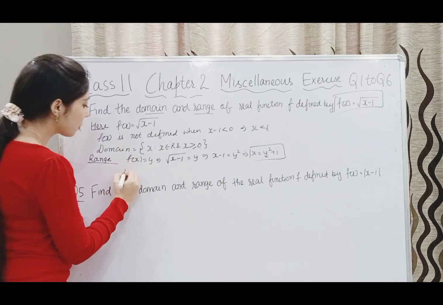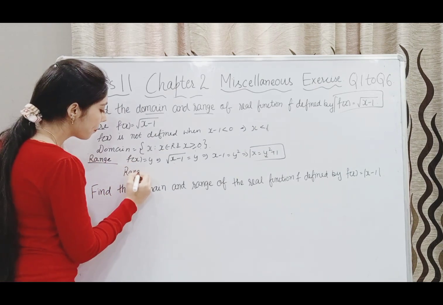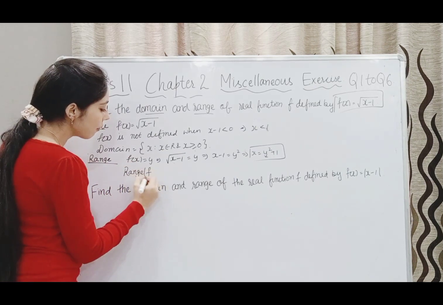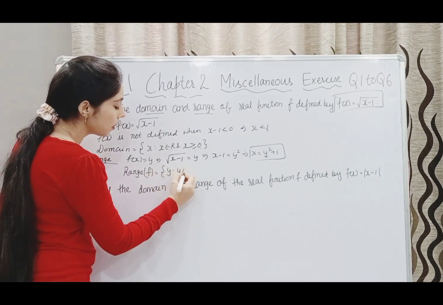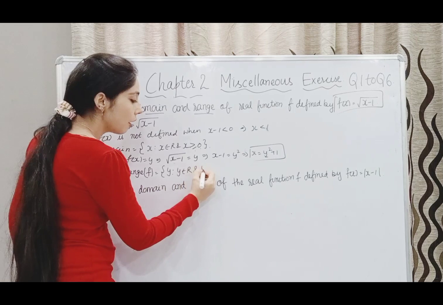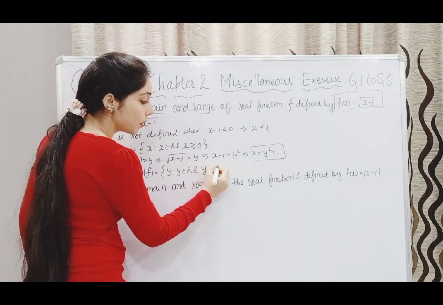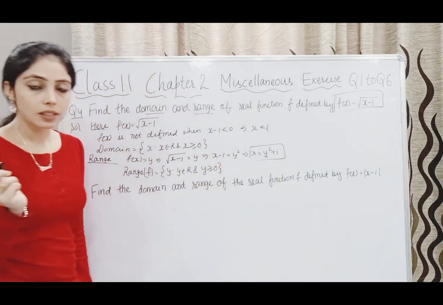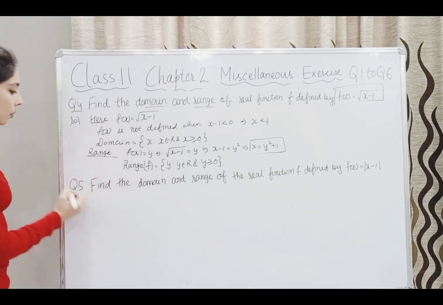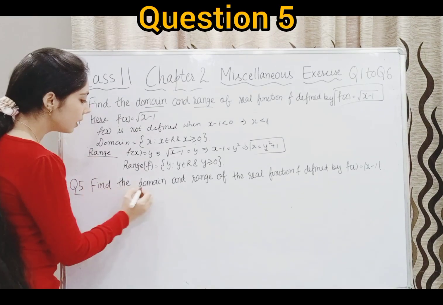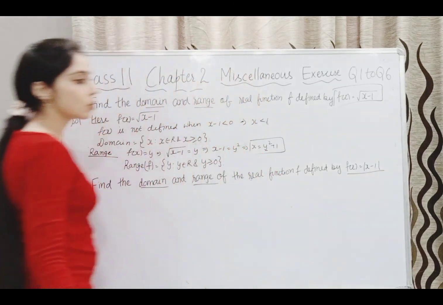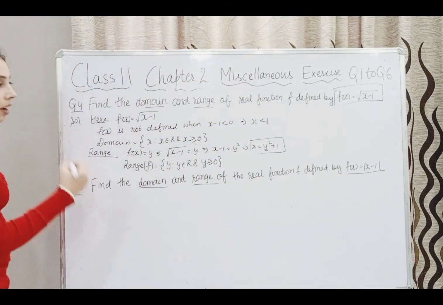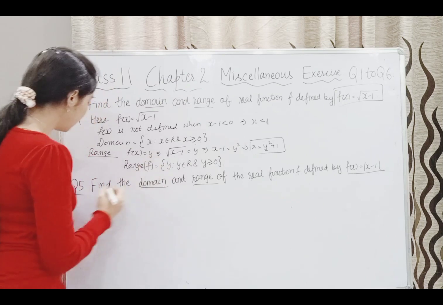So range of f will be all y such that y belongs to reals and value of y will be always greater than or equal to 0. Now question number 5. Find the domain and range of the real function defined by f(x) is equal to modulus of x minus 1.